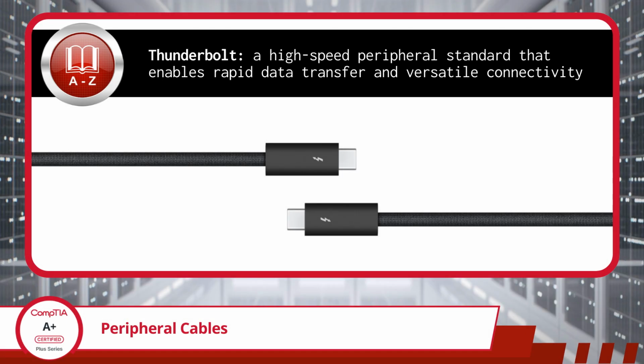Now, let's shift our focus to yet another remarkable peripheral cable technology, Thunderbolt. Thunderbolt is a high-speed peripheral standard that enables rapid data transfer and versatile connectivity. This cable standard was developed by Intel in collaboration with Apple. Thunderbolt enables blazing fast data transfer rates and supports a wide array of peripherals, including displays and storage devices. One of the defining features of Thunderbolt is its ability to handle multiple types of data streams simultaneously, making it ideal for demanding applications that require high bandwidth.